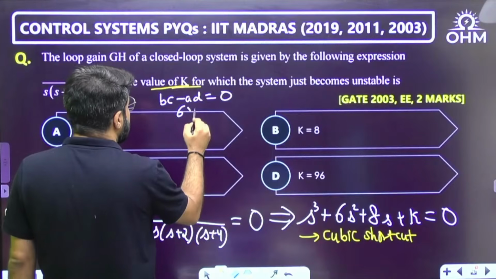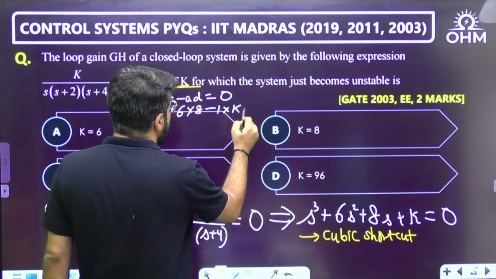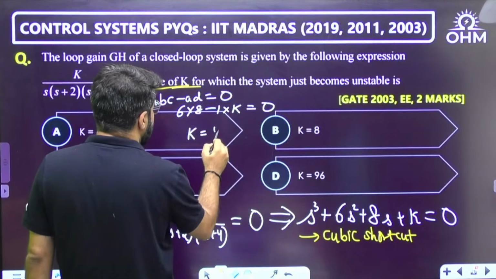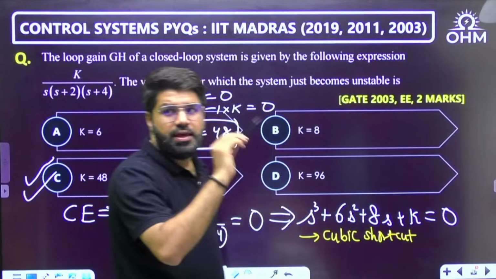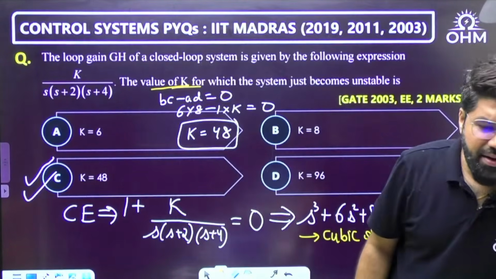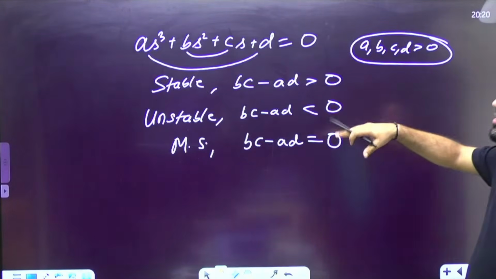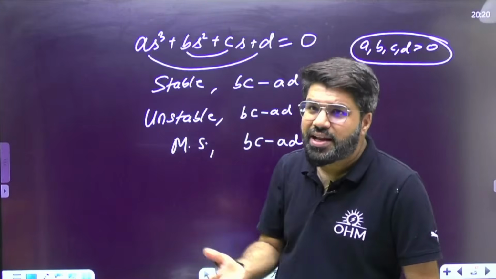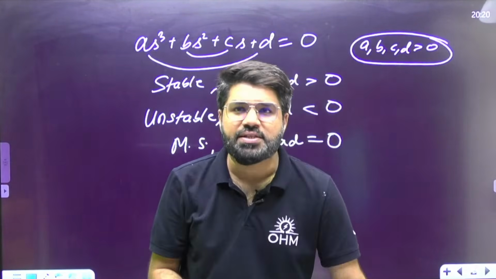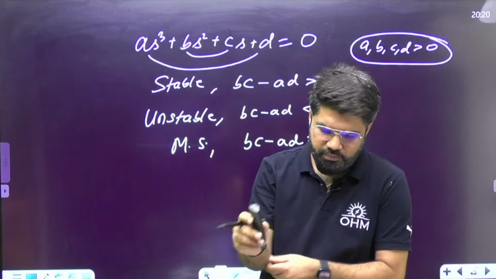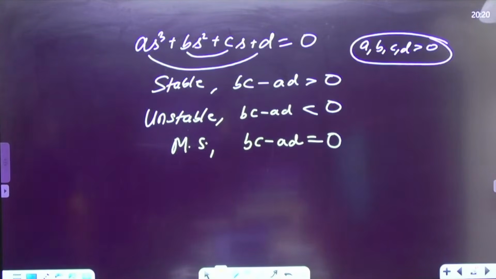That is, for this question, 6 into 8, this is BC, minus 1 into 8 equal to 0, giving k equal to 48. Okay, option C, k equal to 48, right? And this is not a different way. This is just coming from Routh-Hurwitz, but cubic questions are very common in any type of exam. So we normally just remember this BC minus AD, inner minus outer technique. Done? Next question.